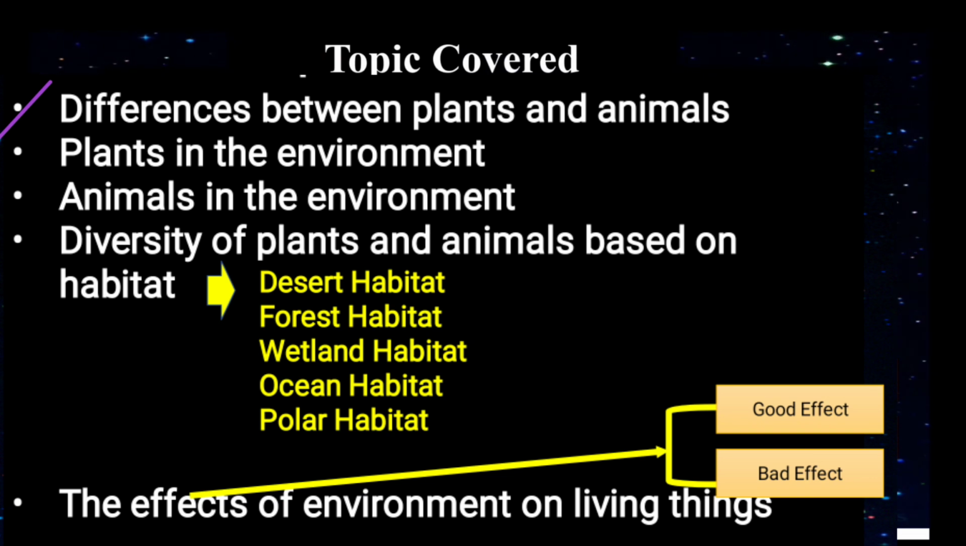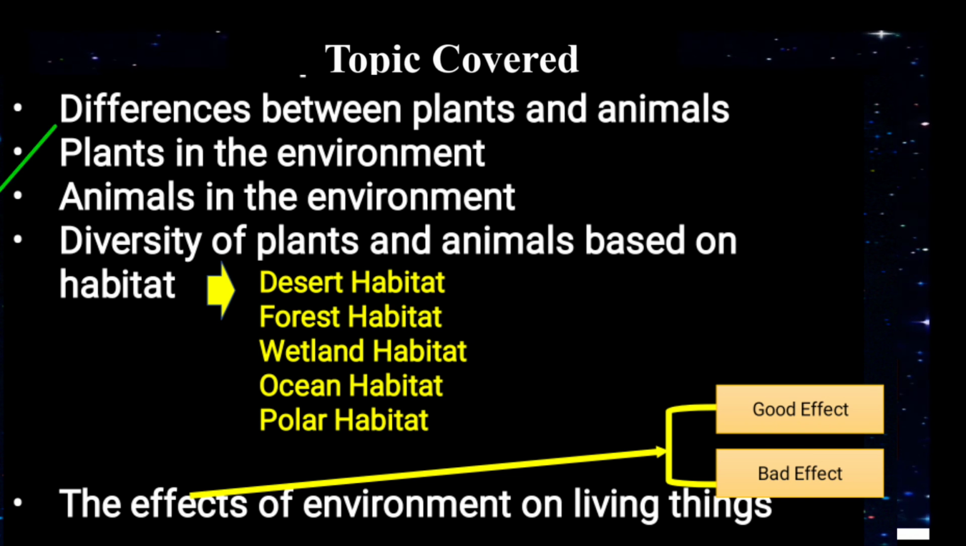And how do plants move? They cannot move. They stay in one place. They are rooted to the ground. But animals can move from one place to another by using their limbs. But if it's a fish, they use their fins for movement. That's how they move from one place to another.